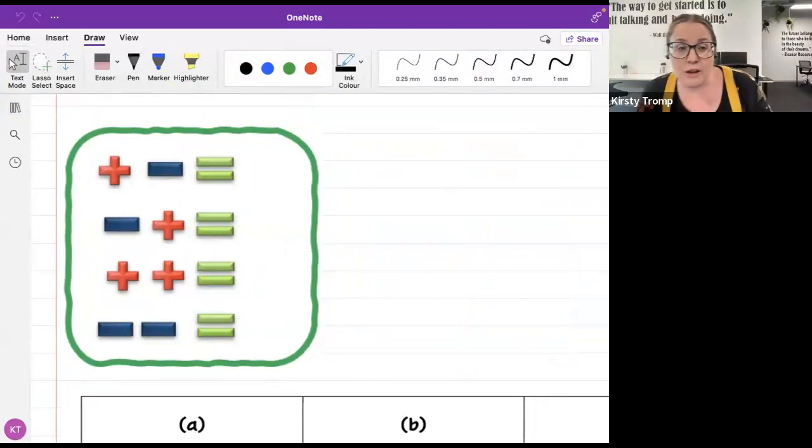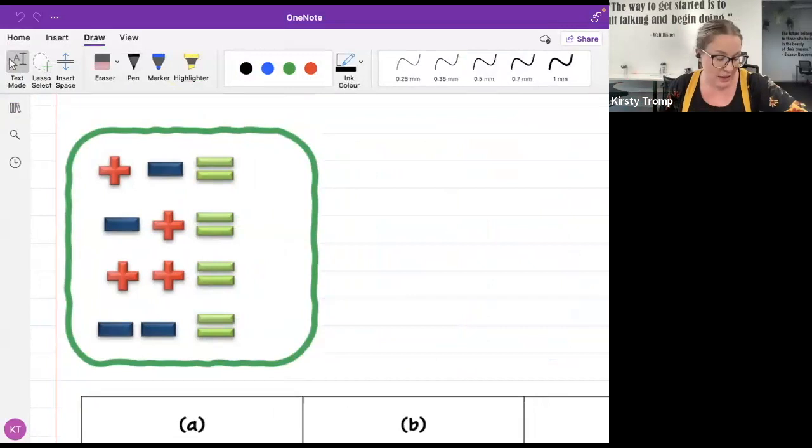Okay, just a little bit of a revision from our last lesson. In our last lesson, we looked at what happens when we see two signs next to each other. Remember, we're working with integers now. Integers are positive and negative numbers. And sometimes we see sums where we have two signs right next to each other. They might be in brackets, and we'll have a look at some examples now. But sometimes we might see a positive sign and a negative sign right next to each other.